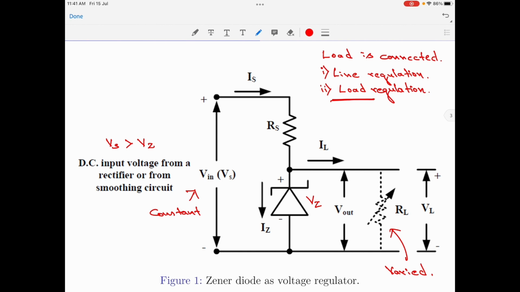And lastly, the percentage regulation for load regulation is given by the voltage under no load condition minus the voltage under full load condition, divided by the voltage under full load condition, multiplied by 100. Please note, all of these voltages listed here are DC output voltages.